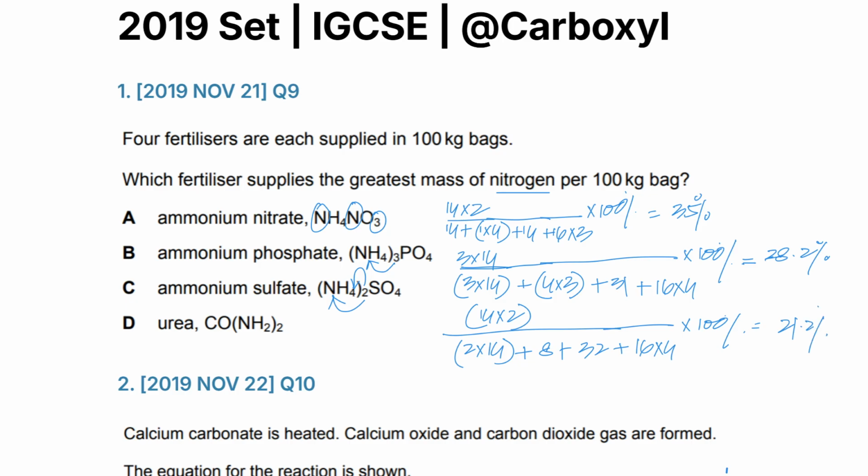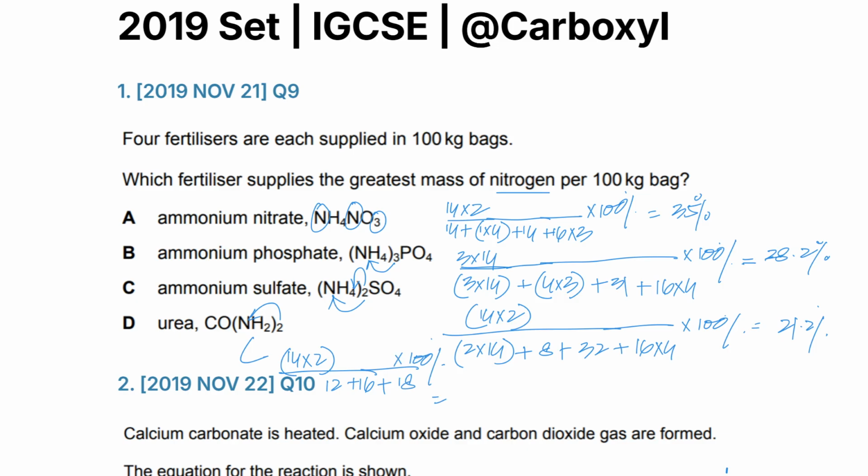21.2%. And then last but not least, let's calculate D, urea. So N times 2, which means 14 times 2, divided by the mass of the entire compound, which is carbon is 12, oxygen is 16, nitrogen is 14, but you times it by 2 because obviously you have two N's, and hydrogen is 1 multiplied by 2, that's 2, and then multiplied by 2, so that's 4, right? So 14 plus 4, that's 18. So I'll just write 18 here, and multiplied by 100%.